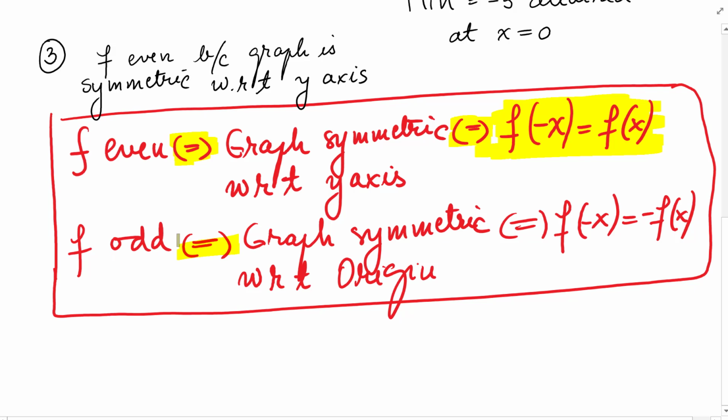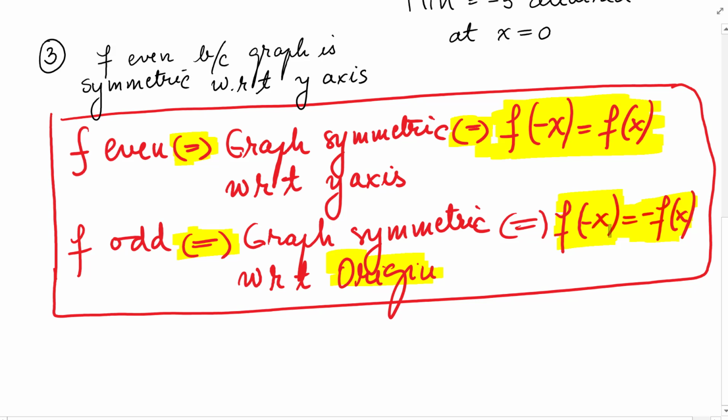Now if f is odd, then the graph of the function is symmetric with respect to the origin, and if we calculate f of -x, we should get negative f of x. So if that happens analytically, then the function is odd.